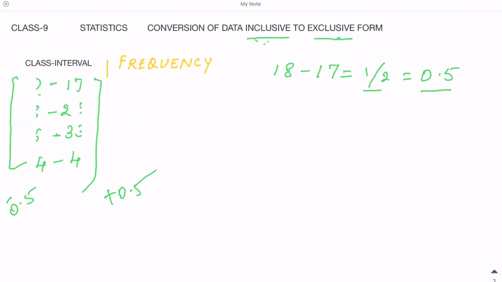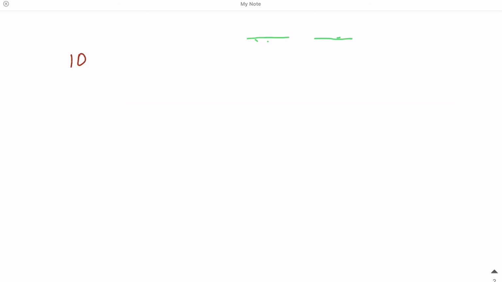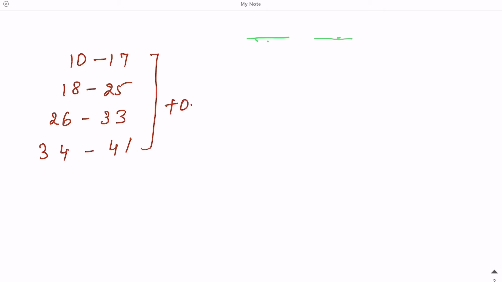So what is our data now? The data was 10 to 17, 18 to 25, 26 to 33 and 34 to 41. To all these upper limits we are going to add 0.5, and from all lower limits we are subtracting 0.5. Now which data will we get? 10 minus 0.5 is 9.5. Here we are adding, so it is 17.5.